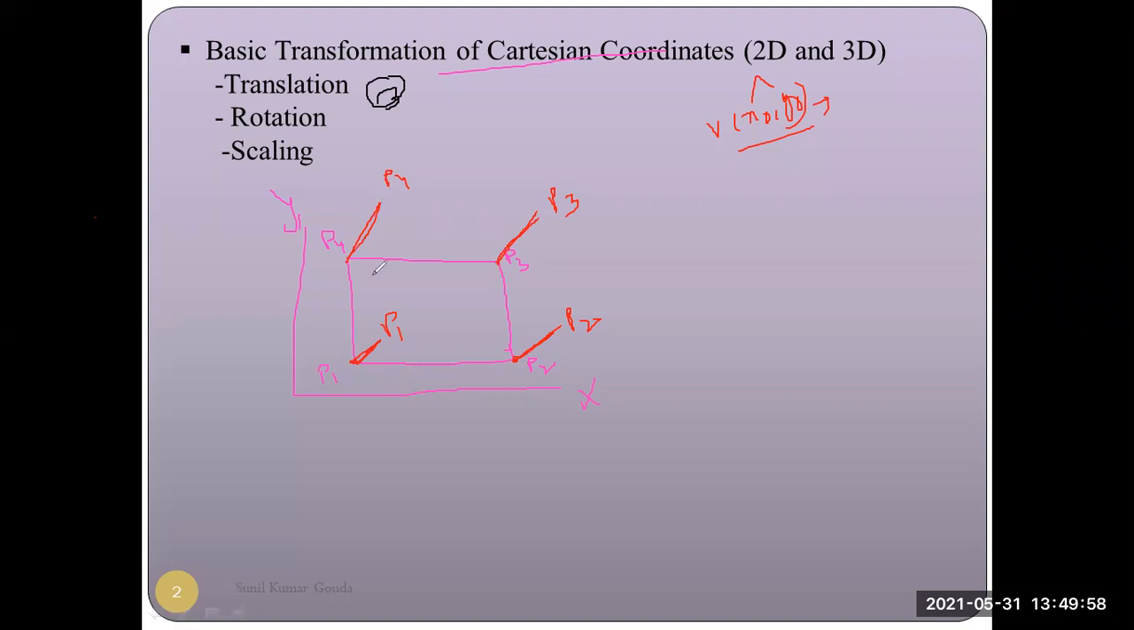Now what will be the new image? The new image will be something like this, the translated image. I can draw it now. This will be your translated image. I can write p1 dash, p2 dash, p3 dash, p4 dash. Now what is the new matrix? Now the new matrix will be something like I can write.